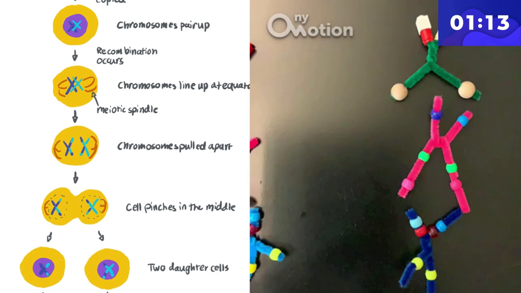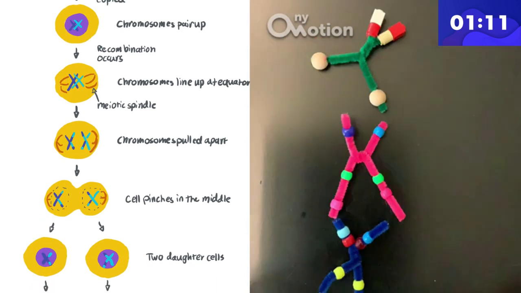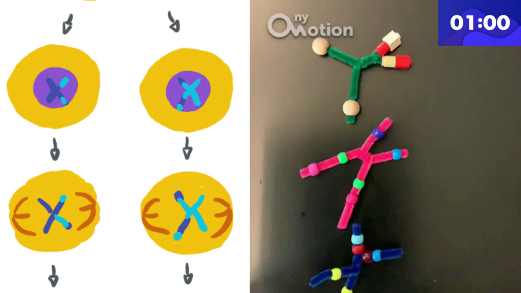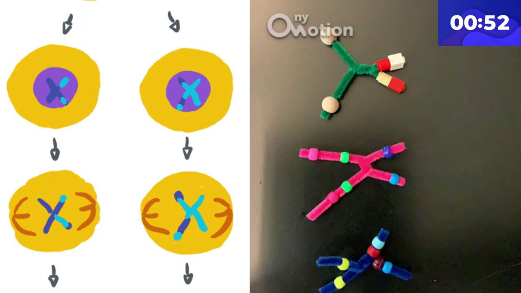Congratulations, you've made it through meiosis 1. Now you're on to meiosis 2, the second division that separates the sister chromatids. But keep in mind, these chromatids may not be identical due to crossing over in prophase 1. In prophase 2, the chromosomes condense, the nuclear membrane dissolves, and the centrosomes move to opposite poles, which is perpendicular to the first time in prophase 1.